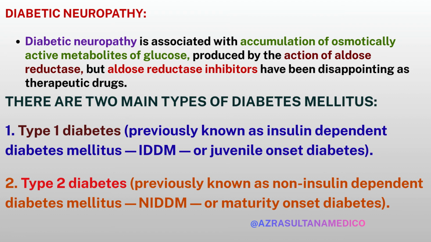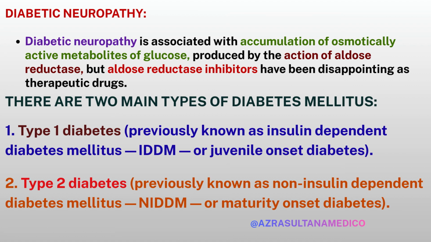Now, moving on to the two main types of diabetes mellitus. Type 1 diabetes, previously known as insulin-dependent diabetes mellitus or juvenile-onset diabetes, is an autoimmune condition. In this type, the body destroys its own insulin-producing beta cells. As a result, patients require lifelong insulin therapy.